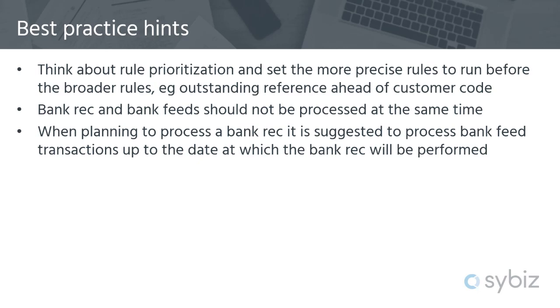And just from a common sense point of view, there is some intelligence in the system to make sure that people aren't doing a bank rec and bank feeds at the same time, because they're essentially both related to the bank rec, and you don't want to be playing tug of war with someone else who's doing a bank rec at the same time you're doing bank feeds. So you will get a message if you try and do one when someone is doing the other.